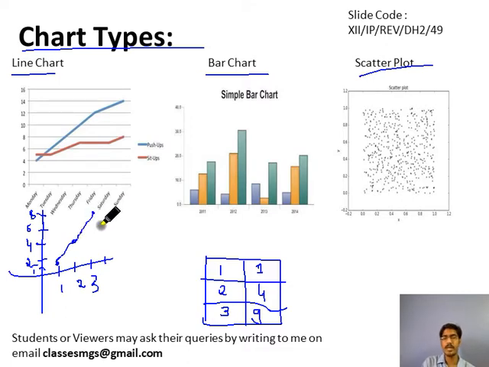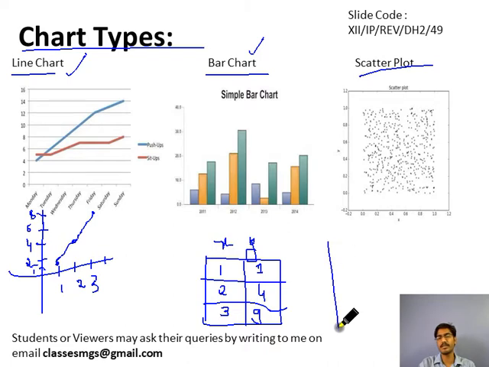Okay, so in a line chart we connect the dots like this. When we have the value of x and the value of y, it will show the relationship between those x and y values through a graph, that is a line chart. Then we have the bar chart.